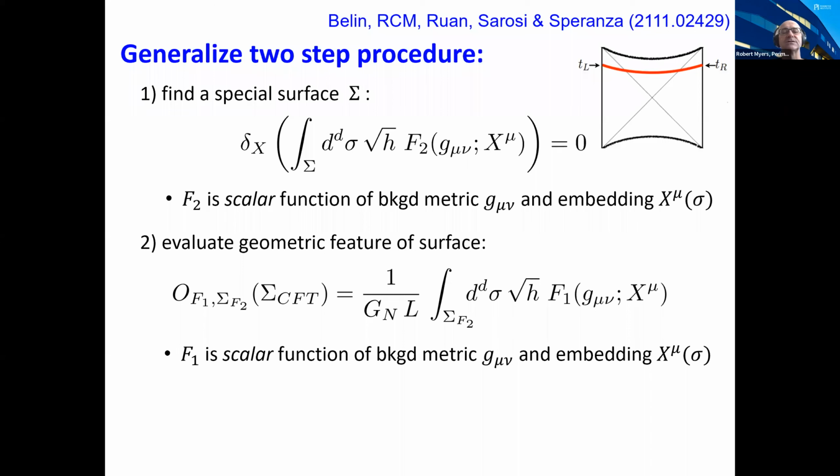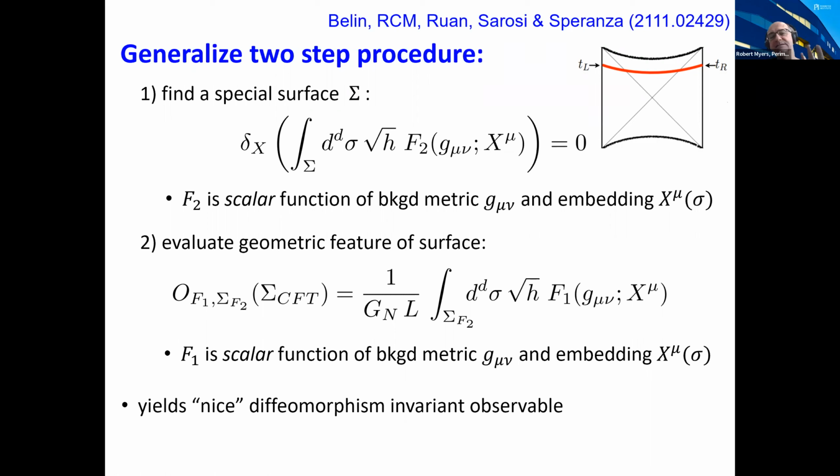Given that surface, I can choose to pick some other geometric feature of it. I can pick some other scalar function that I integrate along my special surface. And that then gives me a number, which gives me, through these two steps, an interesting diffeomorphism invariant observable. But at this stage, you should say, so what?